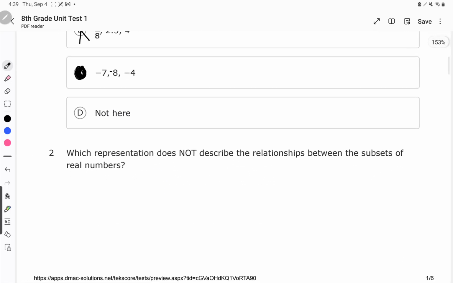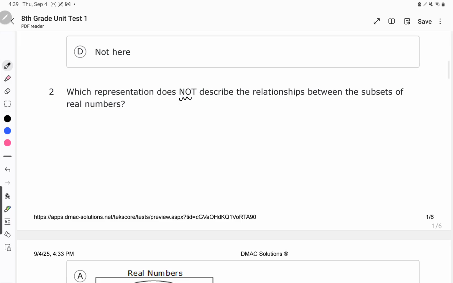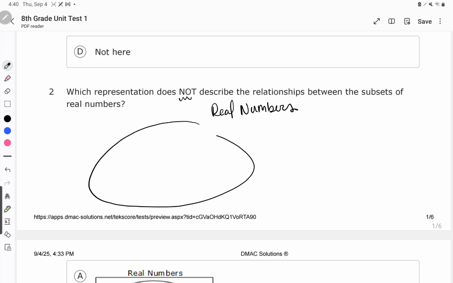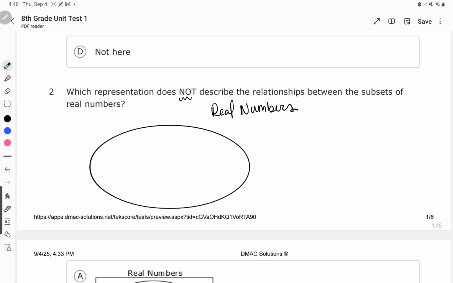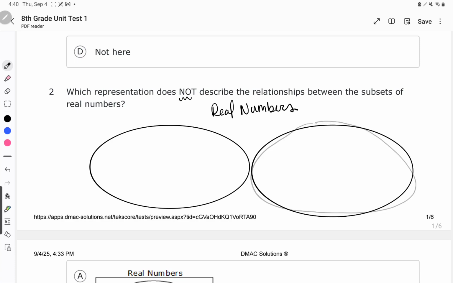This one says, which representation does not describe the relationships between subsets of real numbers? Now, real numbers is what we started covering this year. It includes everything we just learned in 7th grade and in 6th grade, and then it starts including irrational. So the way it looks is you have this bubble over here, which are your rational numbers, and then you have this bubble over here, which is your irrational numbers. And those are all by themselves. And then rational are over here.